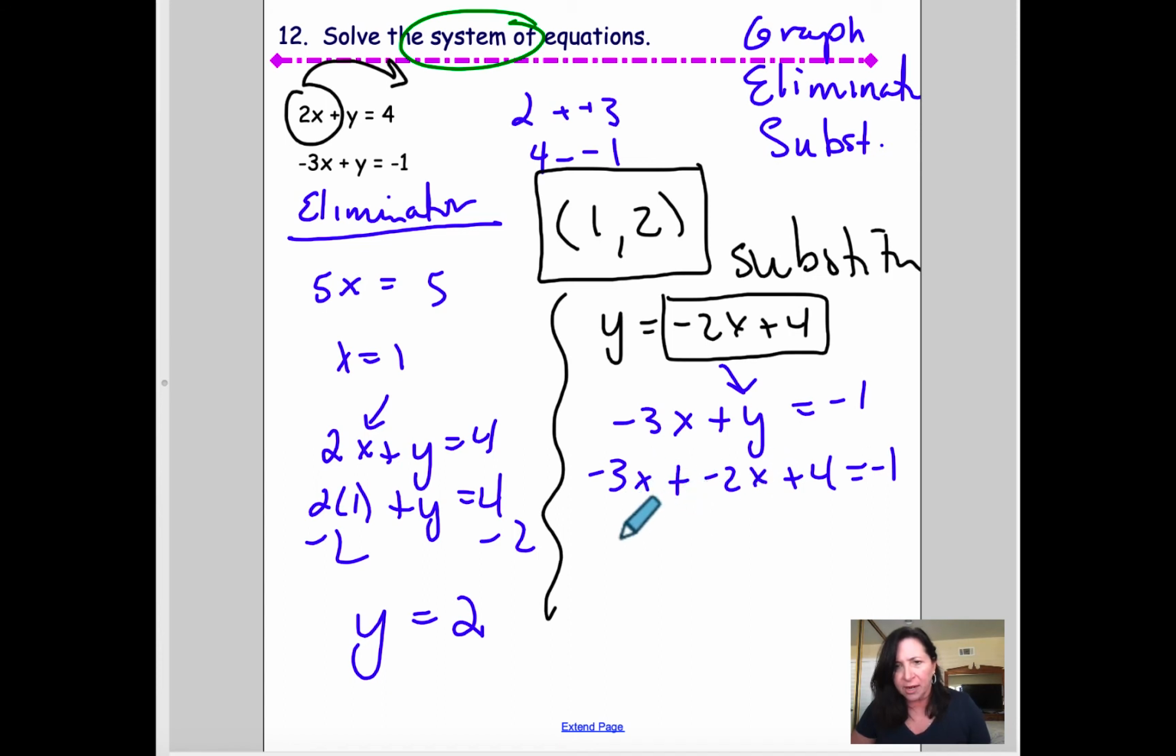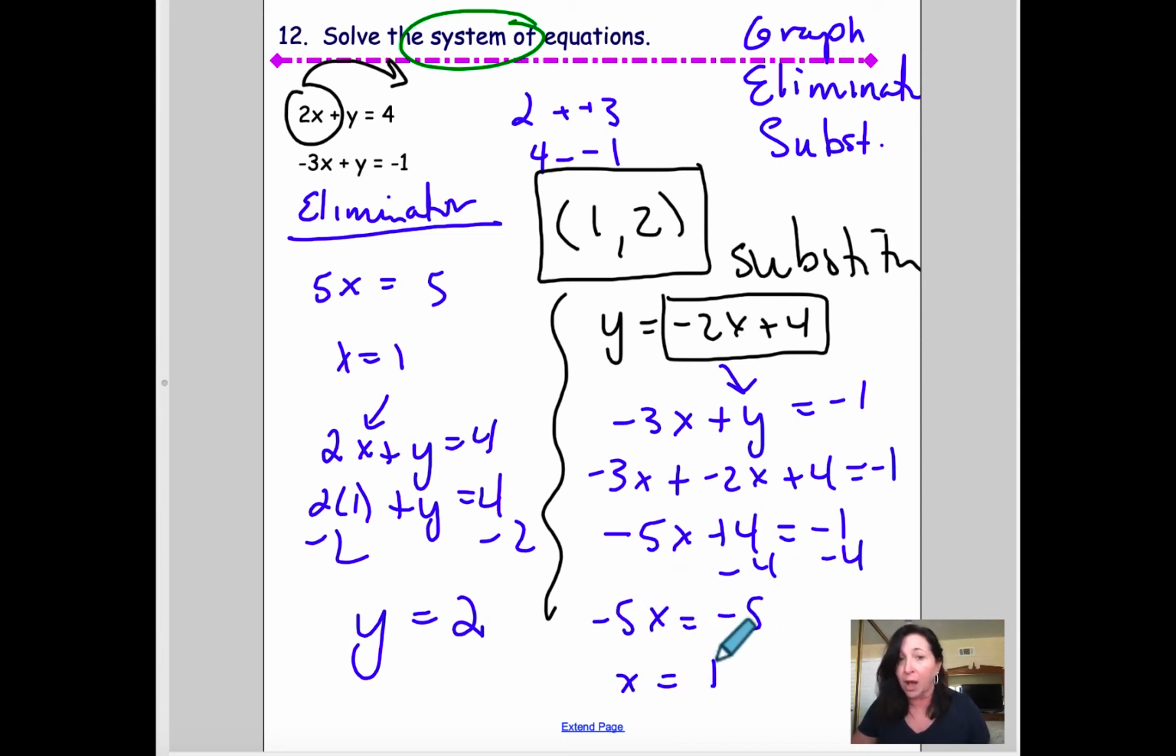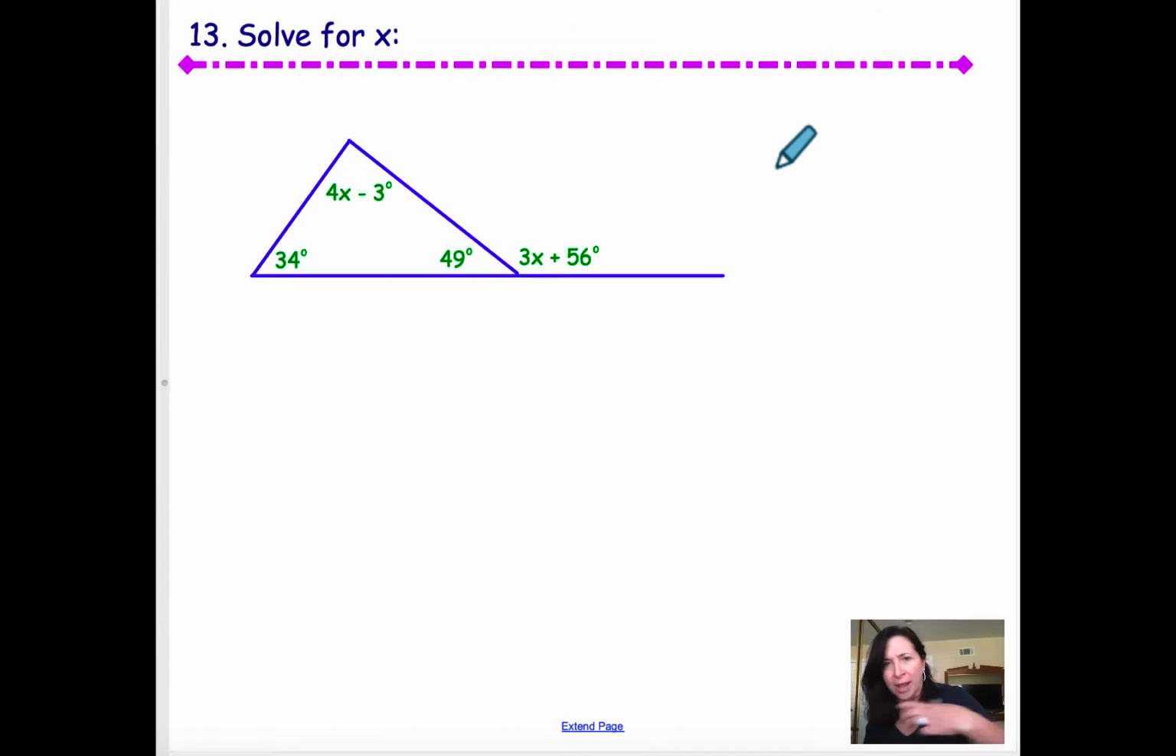So negative 3 and negative 2 is negative 5x. Add 4 is negative 1. I'm going to subtract 4 from both sides. I get negative 5x equals negative 5, x equals positive 1. Plug it back into the equation here, and you get negative 2 times 1 is negative 2, add 4, which is 2. And so then I get my point again. So definitely just alternate ways of solving an equation, okay?